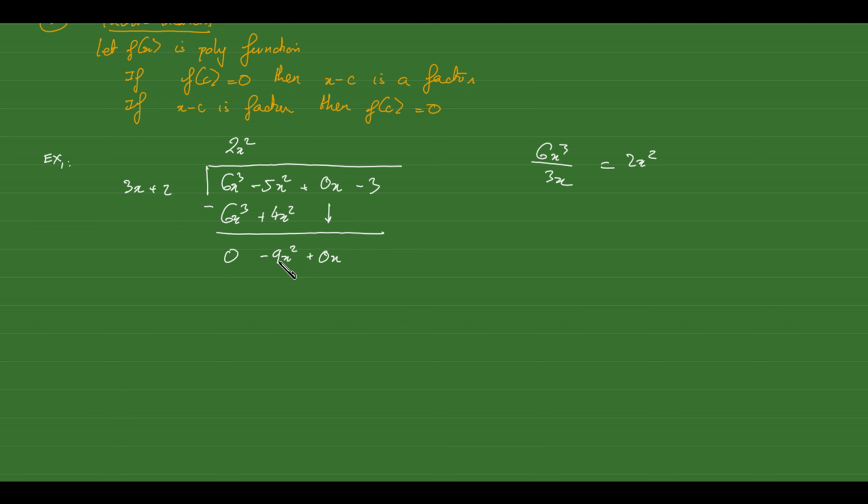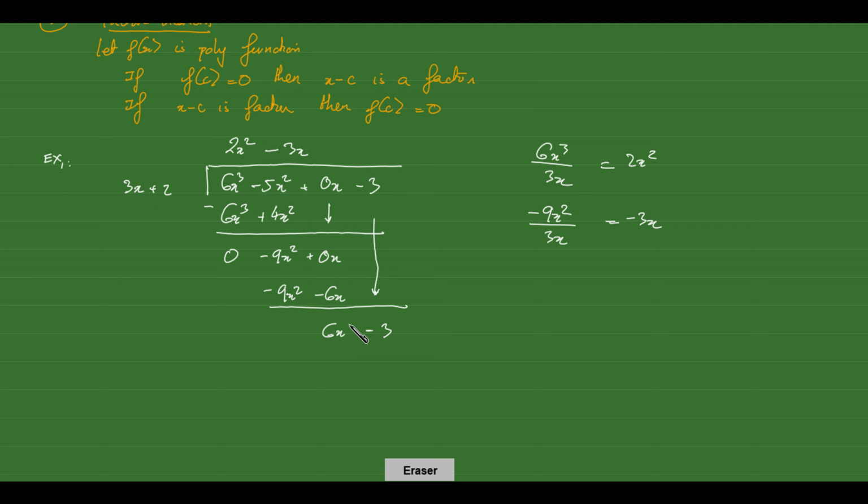I'm going to keep going. Negative 9x squared divided by 3x gives you negative 3x. Multiply back: negative 3x times 3x is negative 9x squared, and negative 3x times positive 2 is negative 6x. Remember, when you do subtraction, you change the sign, so it becomes positive 6x squared. Now you drop negative 3 down.